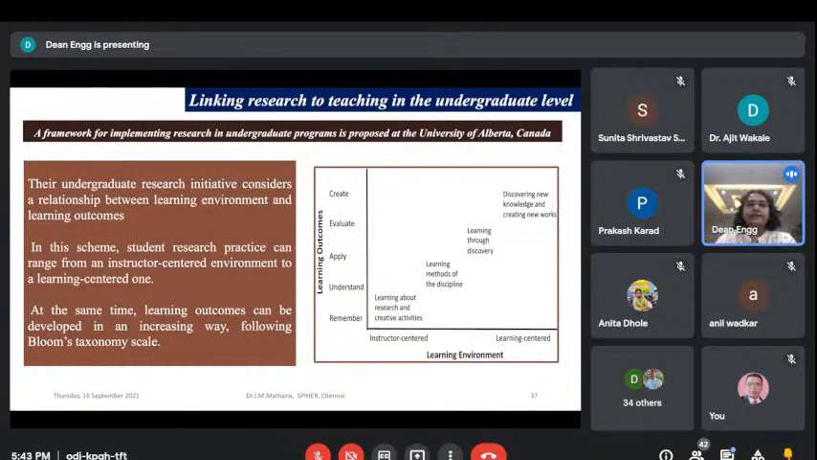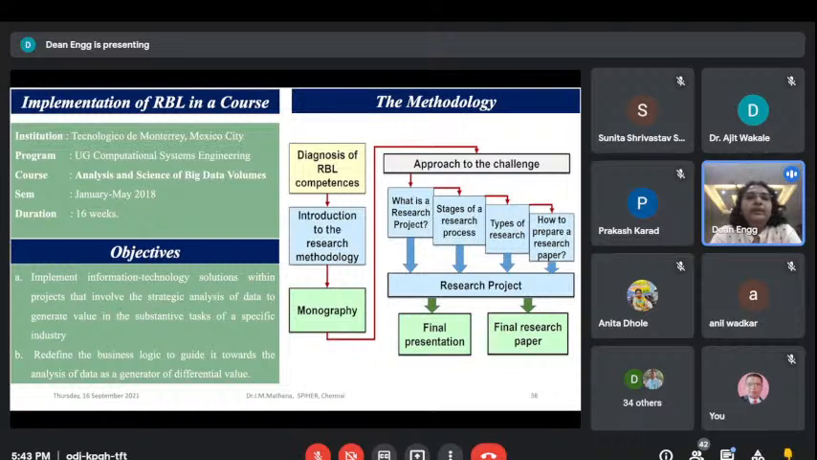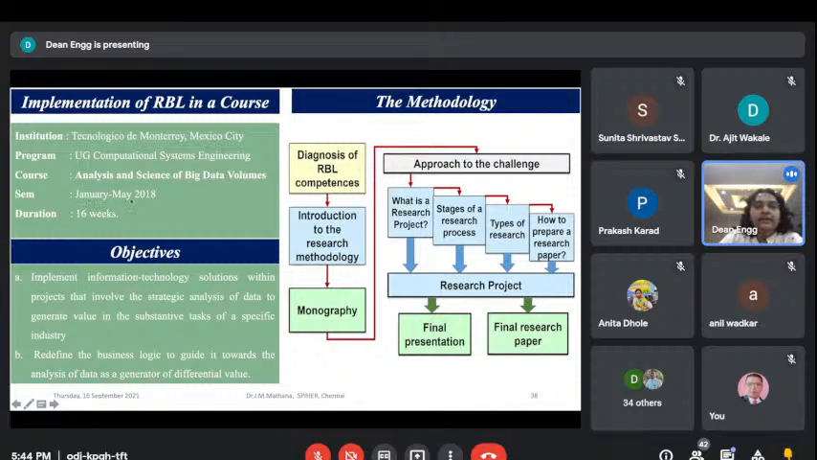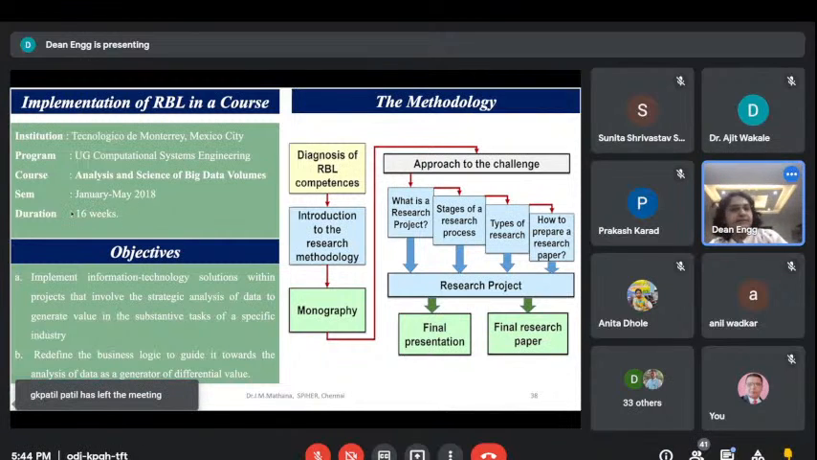Now we will go to an example. I took one example, where the program is UG Computational System Engineering. The name of the institution is Tecnológico de Monterrey, in Mexico City. The name of the course is Analysis and Science of Big Data Volumes. They implemented it in 2018, in the even semester from January to May, totally 16 weeks.